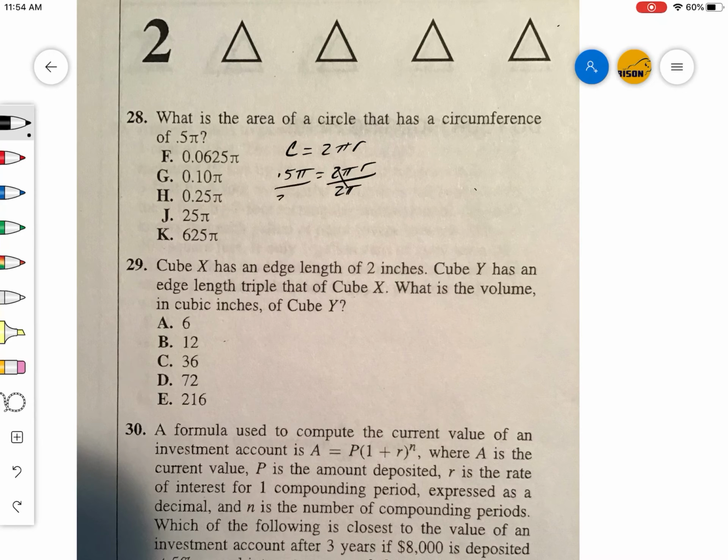All right, so let's continue on here. If I want to solve for r, I'd have to divide by 2 pi, because r is what I'm going to need moving forward. All right, so the pi's are going to cancel. R is whatever 0.5 divided by 2 is, which is 0.25.